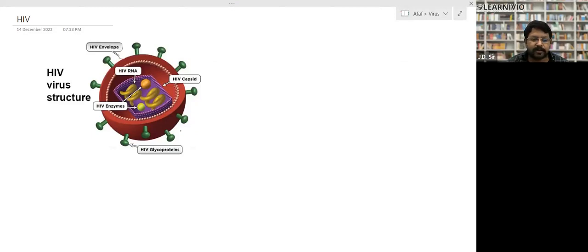Saline to enter inside the cell. Then there is another covering, that is the HIV envelope, which is a protective covering. That again is a protein covering, right? Then there is a capsid, the HIV capsid. We have already discussed that, the capsid protein.